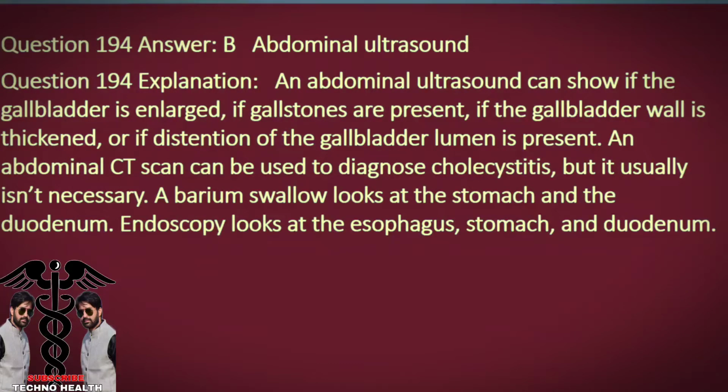Abdominal ultrasound. Question 194. Explanation: an abdominal ultrasound can show if the gallbladder is enlarged, if gallstones are present, if the gallbladder wall is thickened, or if distension of the gallbladder lumen is present. An abdominal CT scan can be used to diagnose cholecystitis, but it usually isn't necessary. A barium swallow looks at the stomach and the duodenum. Endoscopy looks at the esophagus, stomach, and duodenum.